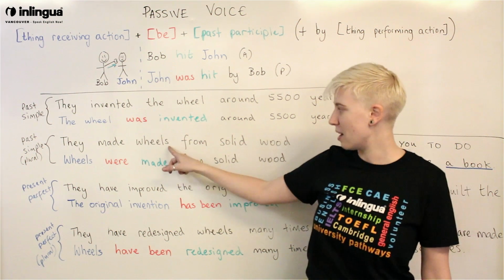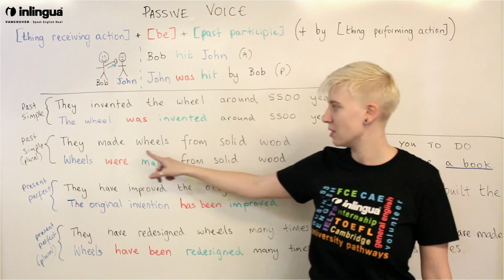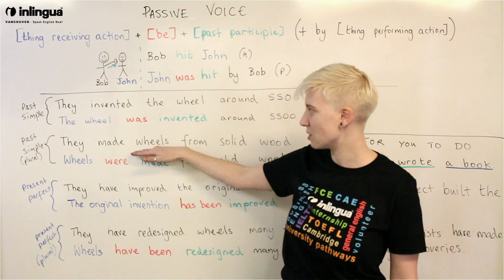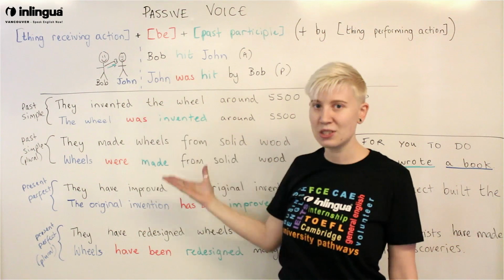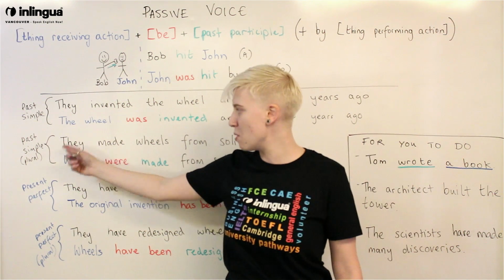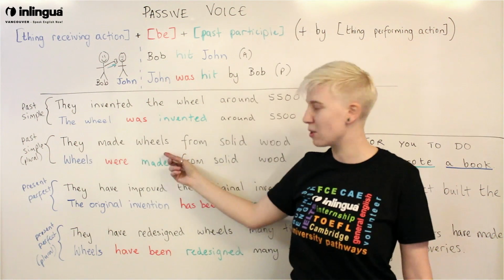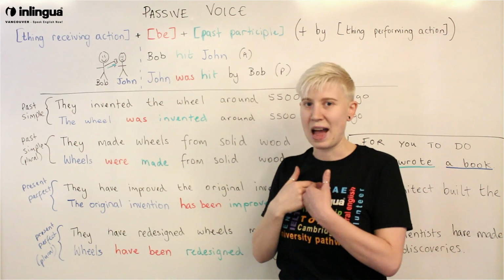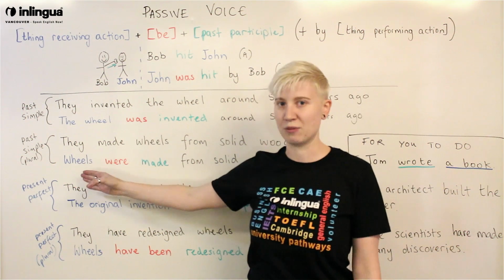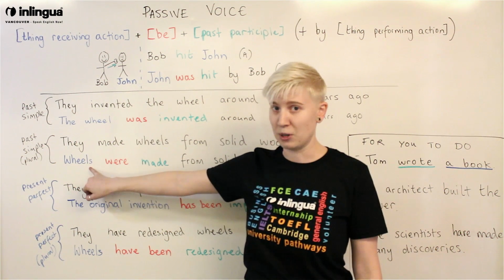Right? So here we have a plural word, wheels. Here's our verb, made. You can see, made wheels. Same structure is repeated in the active sentence. So we are going to remove the person. We're going to focus on the recipient of the action, in this case, wheels. So wheels comes to the beginning of the sentence. Don't forget your S, it's plural.